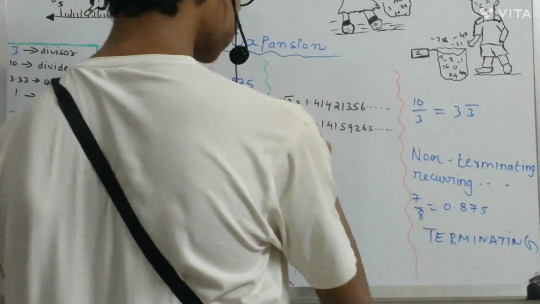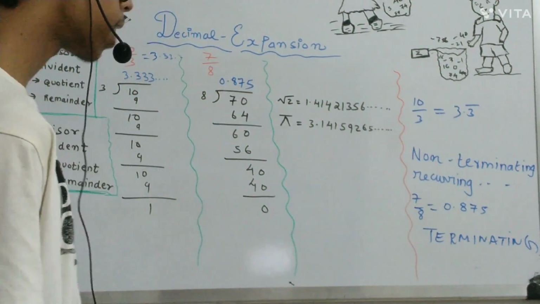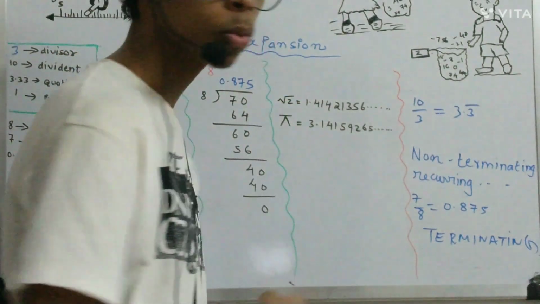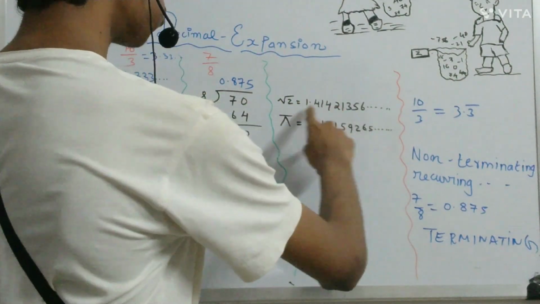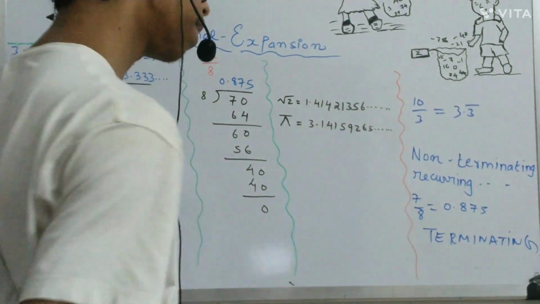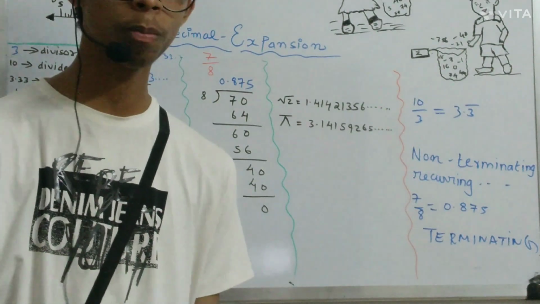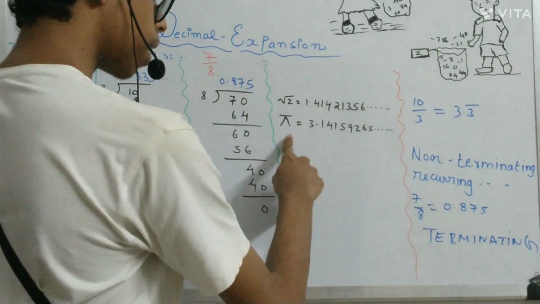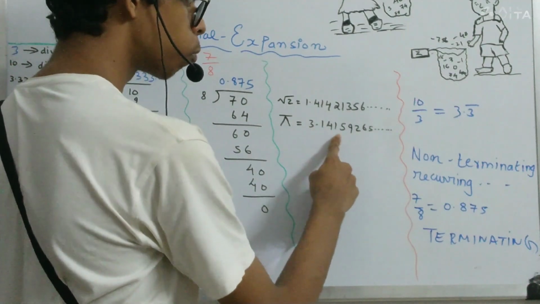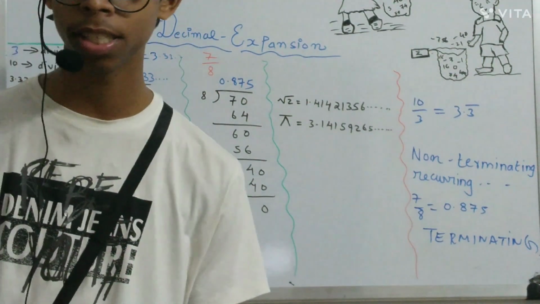Now the next thing which I have written is the expansion of root 2. In your 8th standard you learned how to find the value of square roots. The value of root 2 is 1.41421356 etc. And pi we know is 22 by 7. When we expand it, we get the answer as 3.1415925 and it goes on like that.